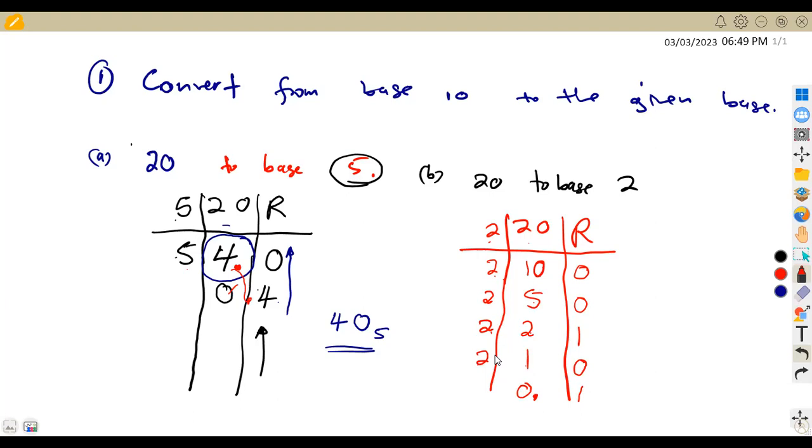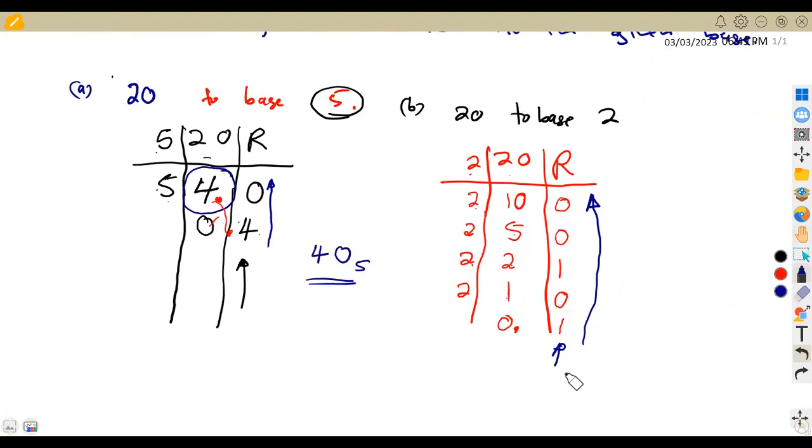Are you seeing now, if you reach a 0, your answer is going to be taken from what? From the bottom of remainders going up. So these are your answers. Which means writing these numbers, we shall have 1, 0, 1, 0, 0 in base of what? Base of 2. We are converting to base 2.